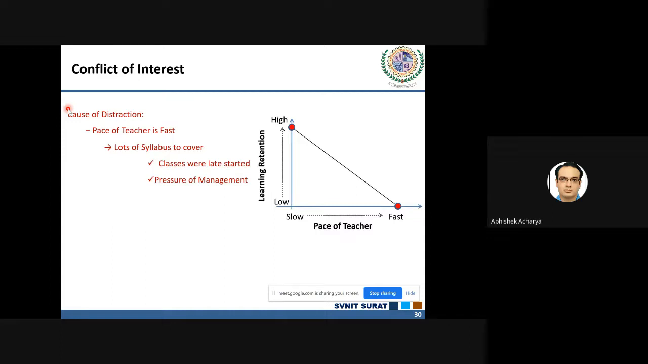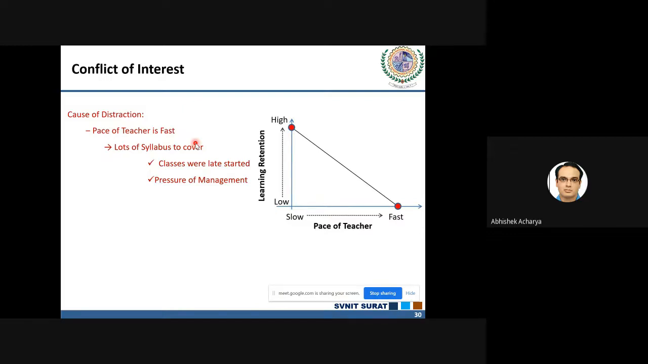Now, the most important aspect in the design thinking process is this conflict of interest. Always there will be a conflict of interest between the end user and the service provider. So how will you address those conflicts of interest? That is basically the job of design thinkers. So let us see here. I have listed here that the pace of the teacher is very fast. So that was one of the reasons.